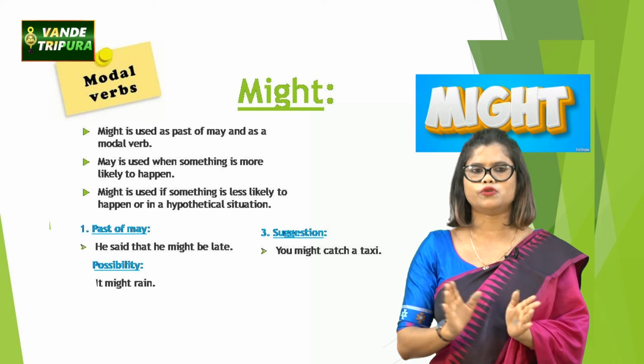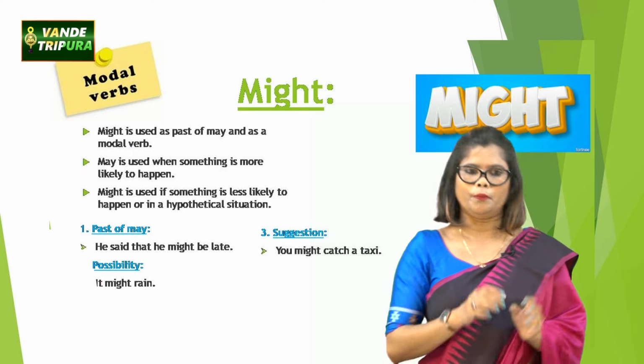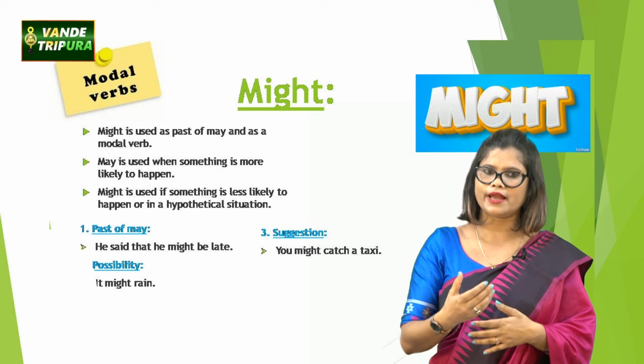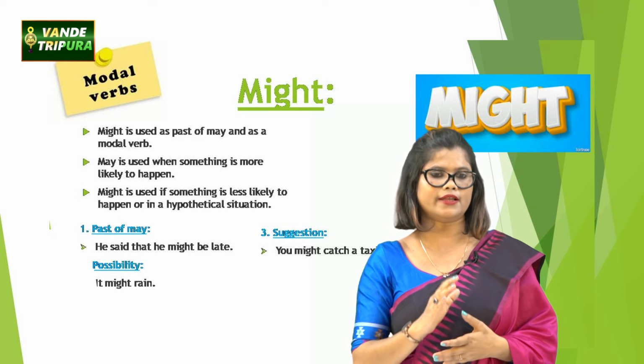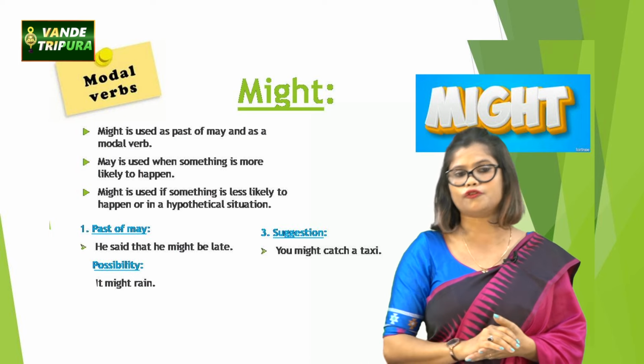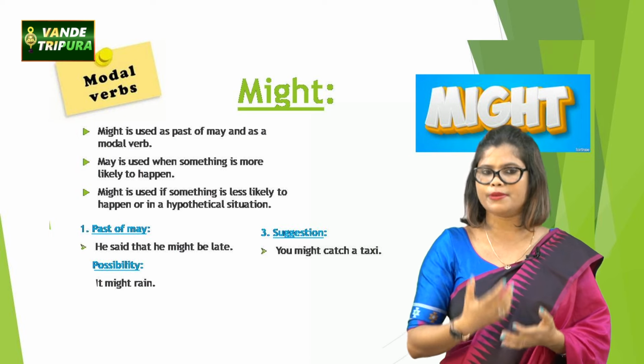So may is used for the higher chances and might is used for the lower chances. Both are prediction, but hote pare, kom ar beshi, thik achhe. Then in what conditions, if you see, the conditions are like past of may. Then possibility, it is useful for describing the possibility.